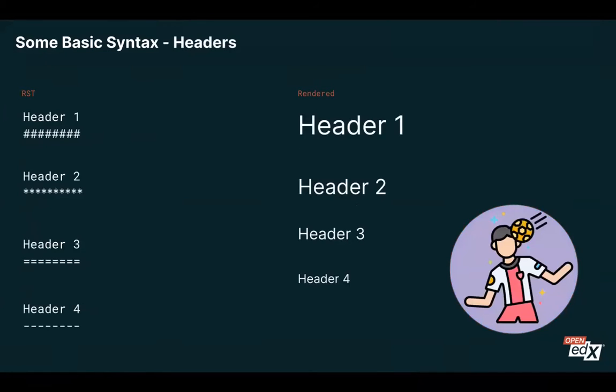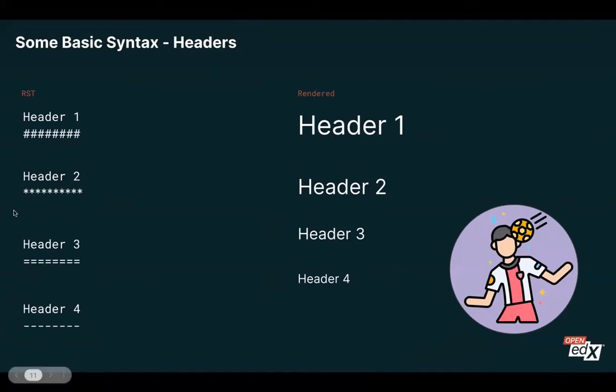With that, next thing I'll talk about is headers. So you saw that there was a header. RST supports many levels of headers. The way that headers work is that different header underlining features result in different headers. There's a lot of different ways to do this. In the Open edX system, this order is the order you need to know.